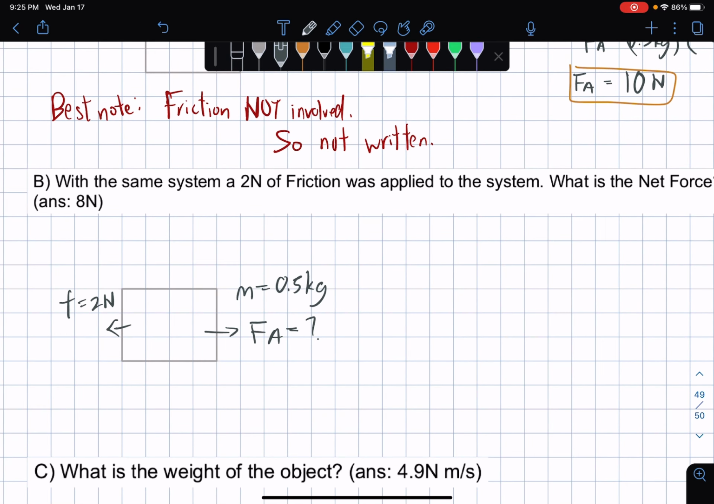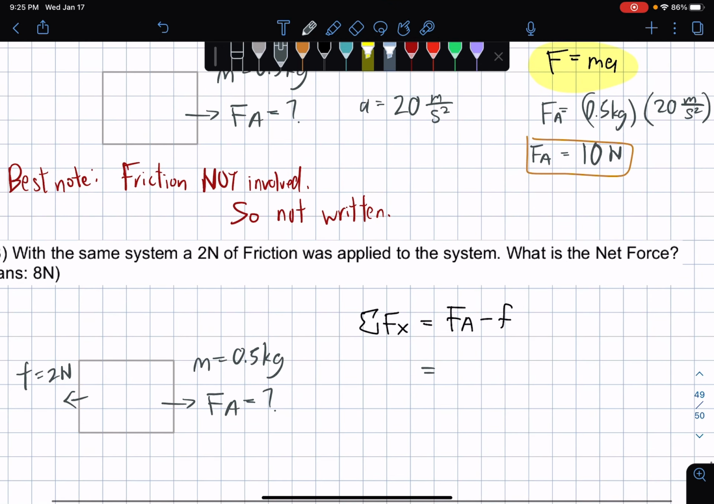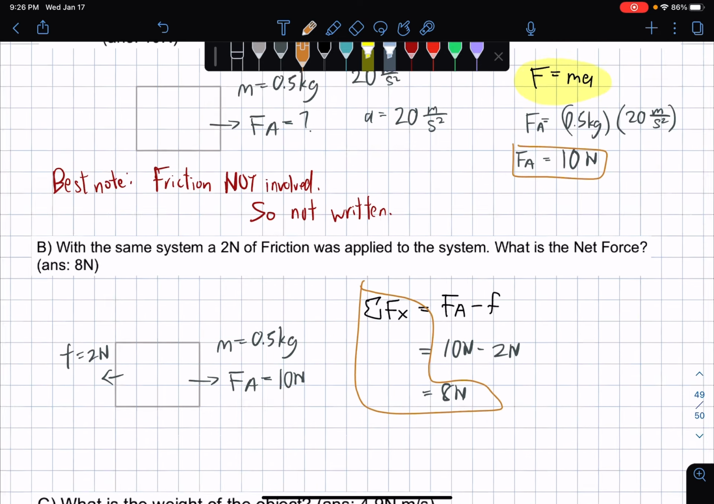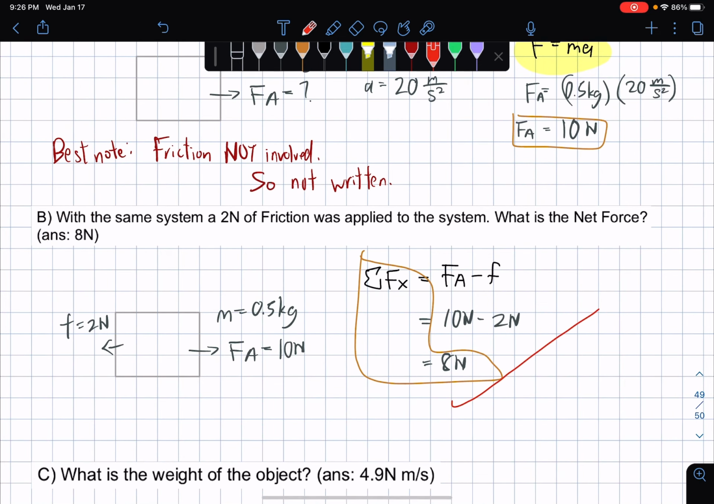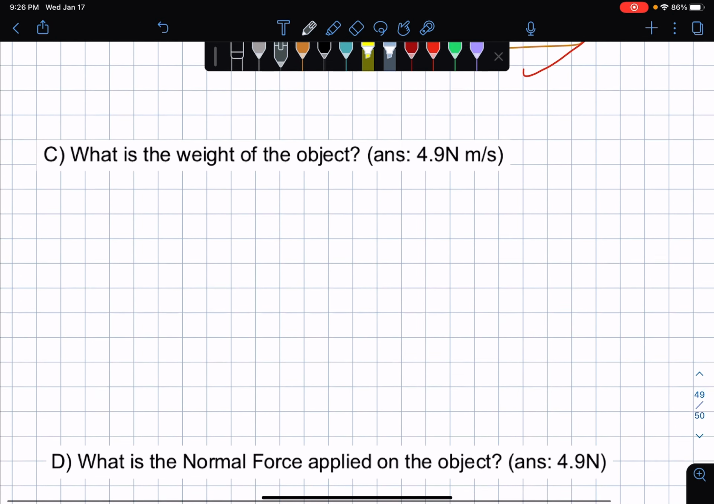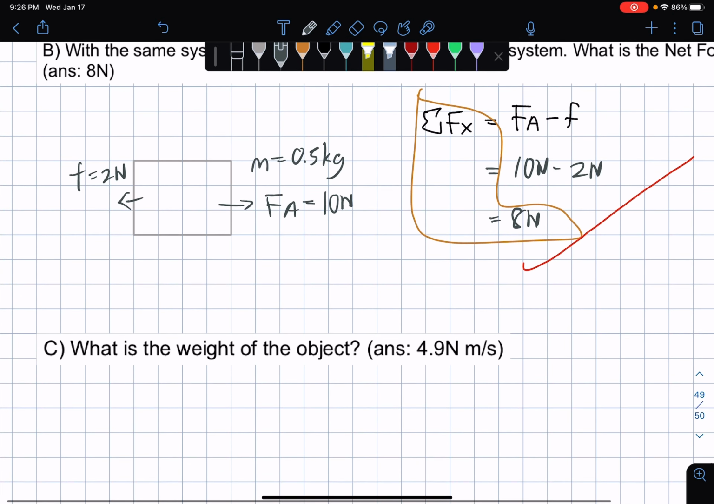So what is the net force? If you want to look for it, we always write this one: summation of Fx is equal to Fa minus the friction. Fa, we already know it's 10, so remove the question mark there. It's 10 newtons, and the friction is said to be 2 newtons. Therefore, the net force is going to be 8 newtons. So yeah, answer is 8. We got it right.